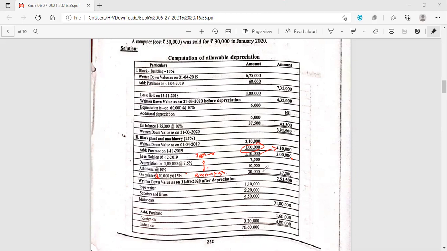Okay, 30,000. So total amount of depreciation will be 47,500.